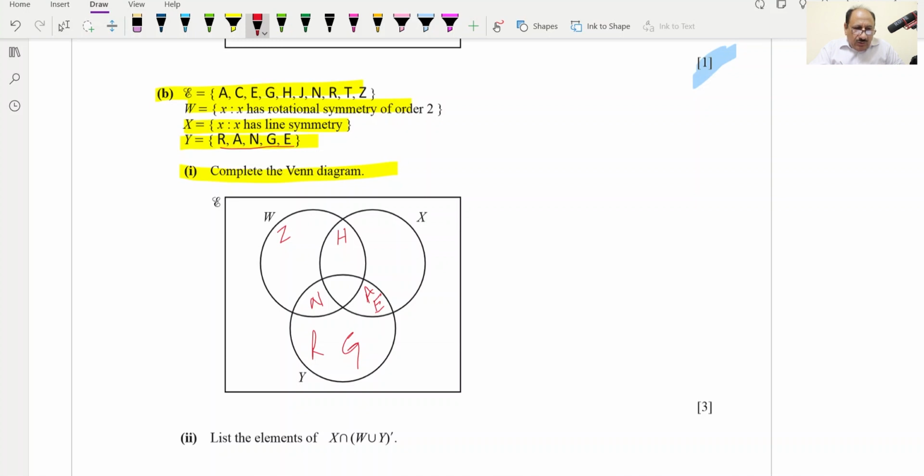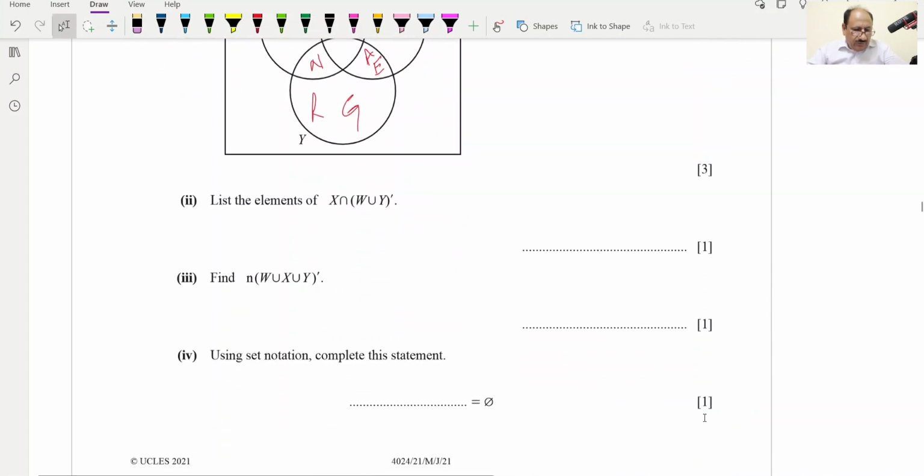C is having only line of symmetry, so not having rotational symmetry, so C will be over here. And T also will be in this section because T is having line of symmetry. You can draw the line of symmetry like this, so this is done. Now we can go ahead with the next part.